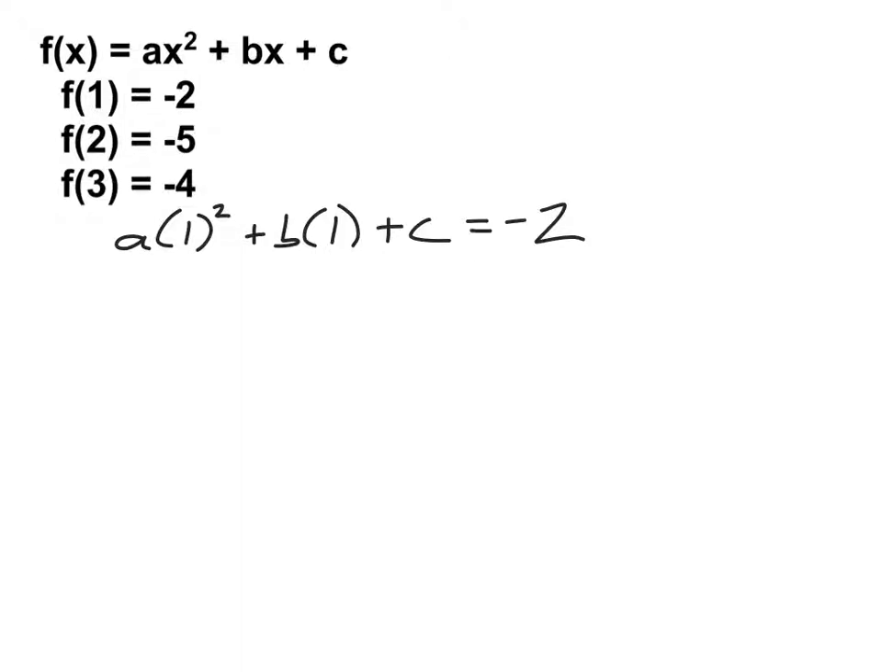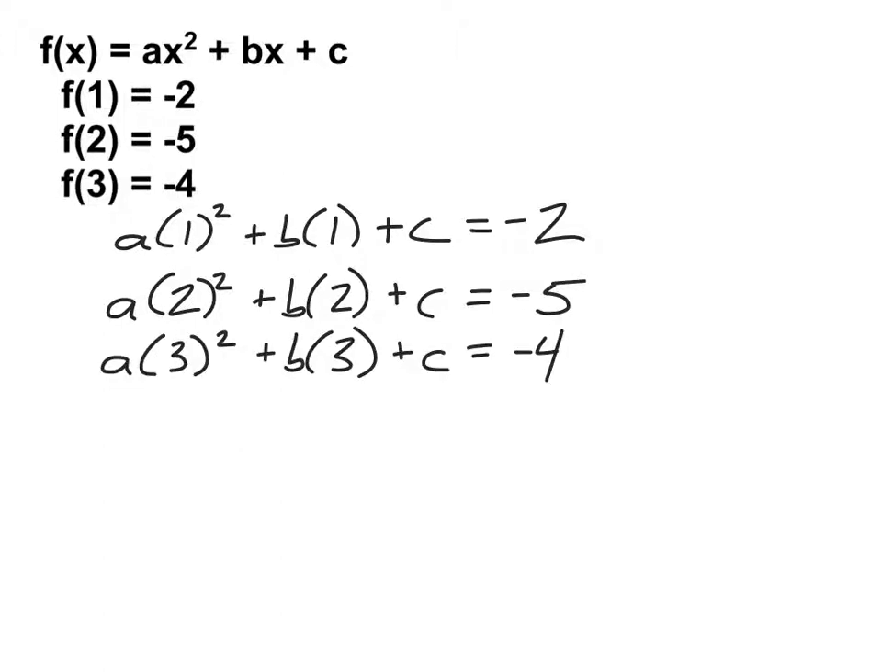So let's keep doing that with the other 2 points. So for the next one, we're doing ax squared again. In this case, x is 2, plus b times x, which is 2, plus c equals, in this case, it all equals negative 5. And so that's using this one. And again, notice the function notation is just giving me a point. It's telling me x and y. Same kind of a thing there. And then we do it for the last one as well. All right, and there's our last equation.